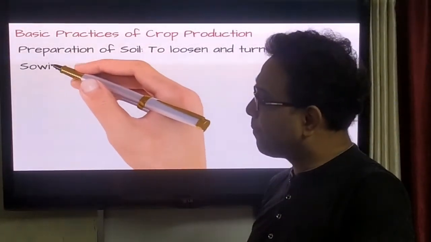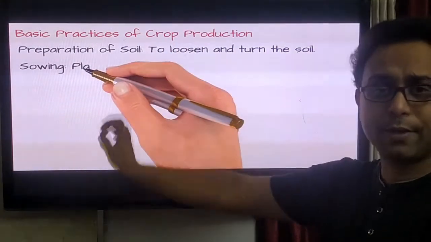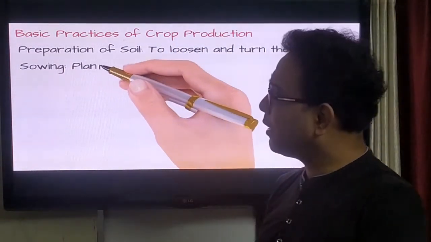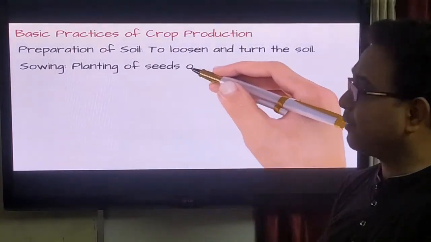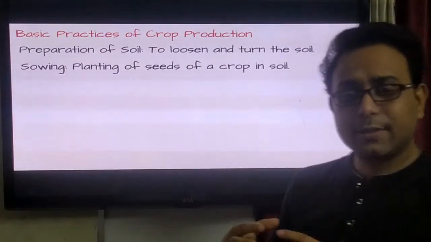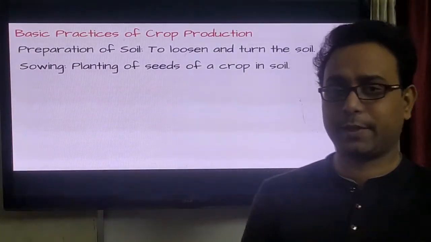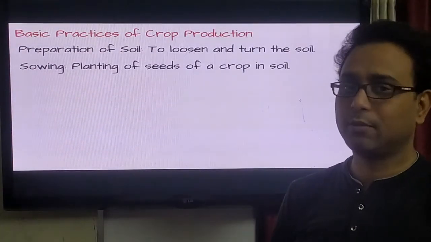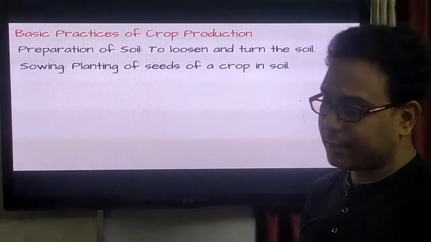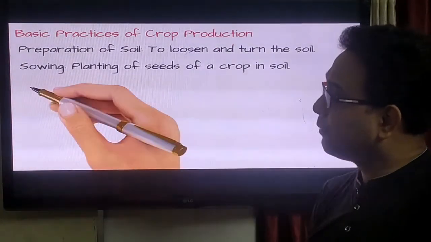And the second step, that is sowing. It is the second step but a most important step. Here we are planting seeds of the crop in the soil. But good seeds must be taken, otherwise the plant does not grow. So sowing is also an important step, the second step.